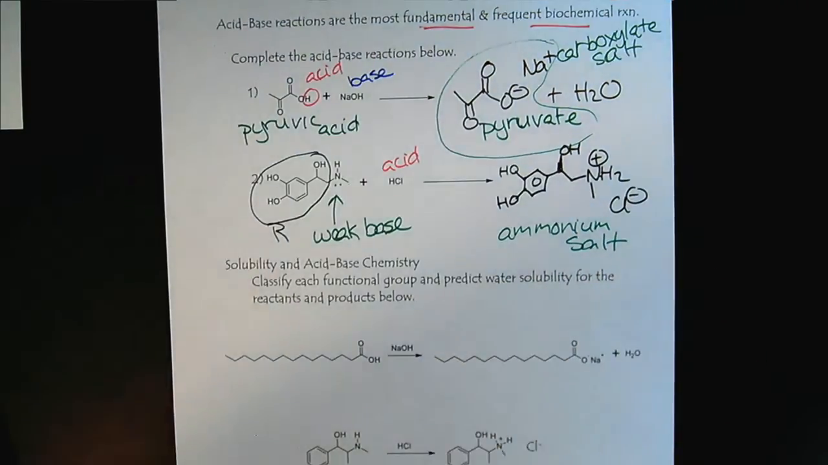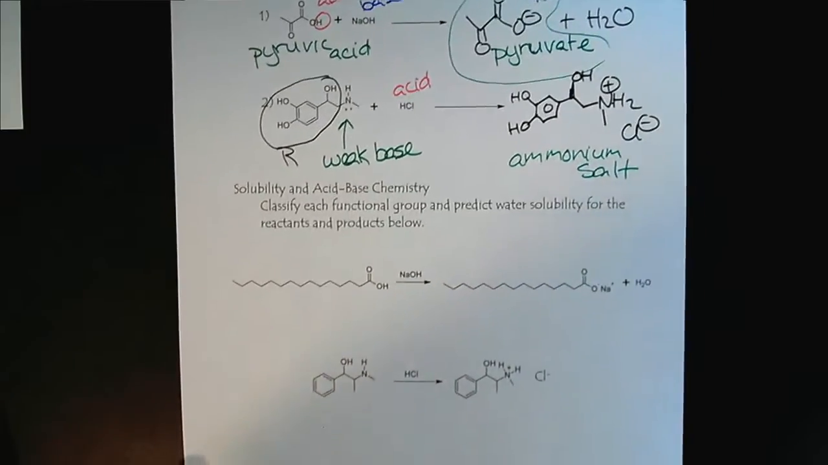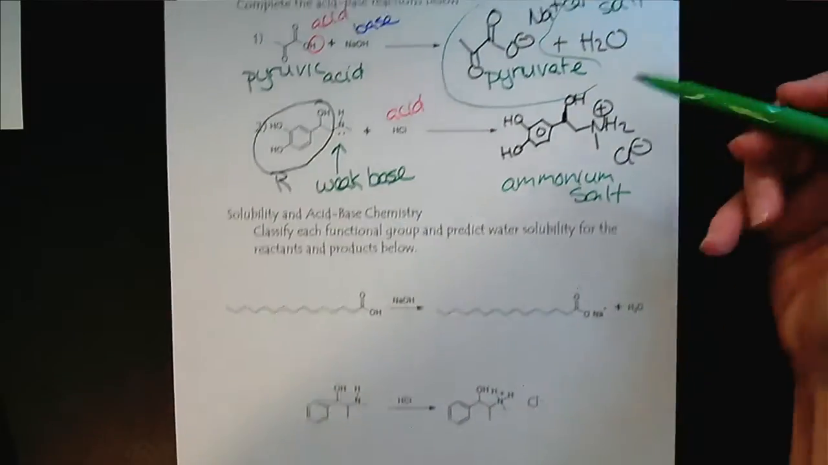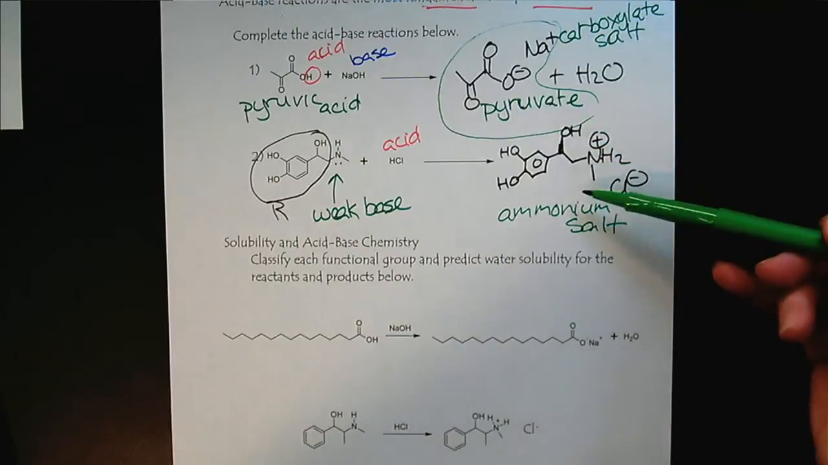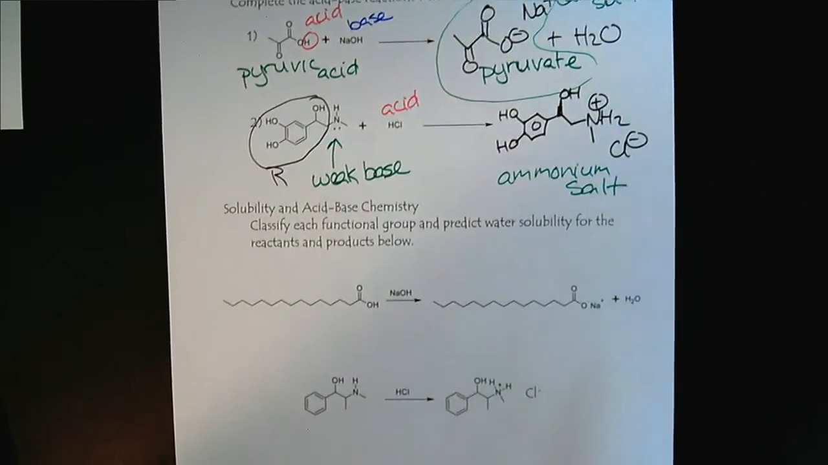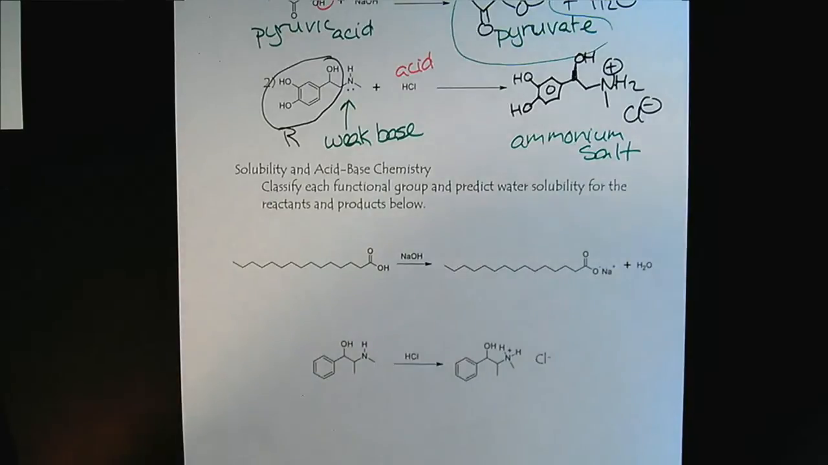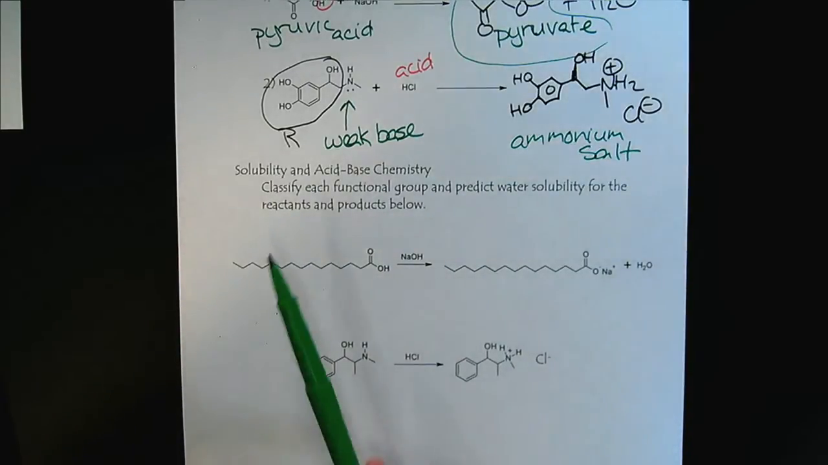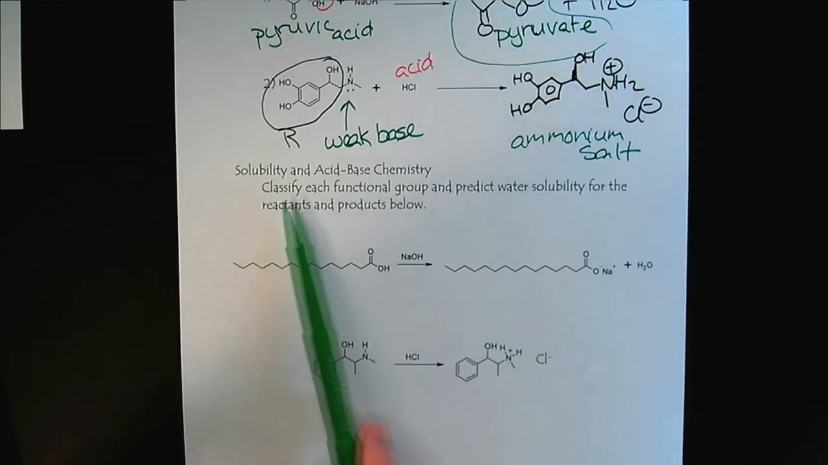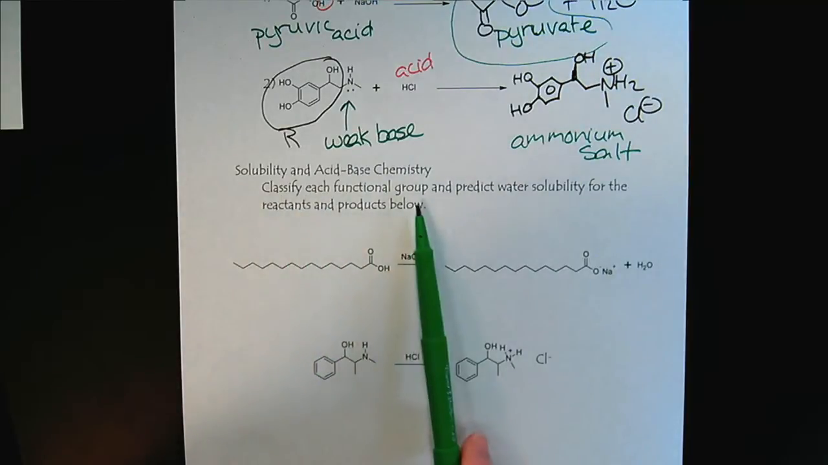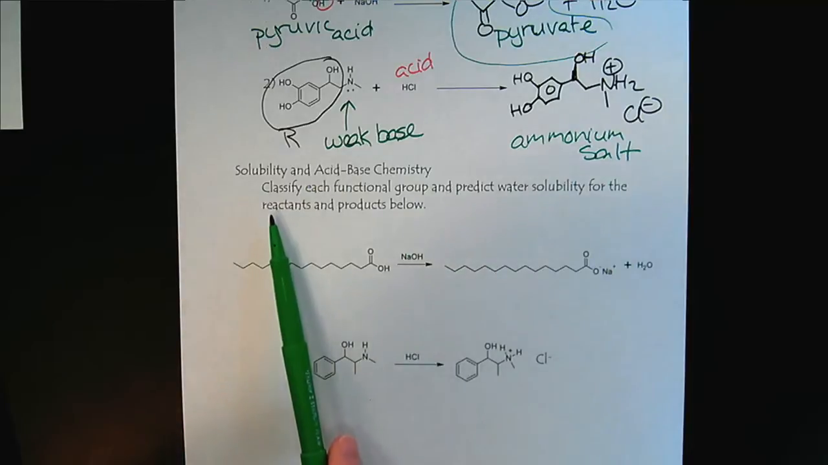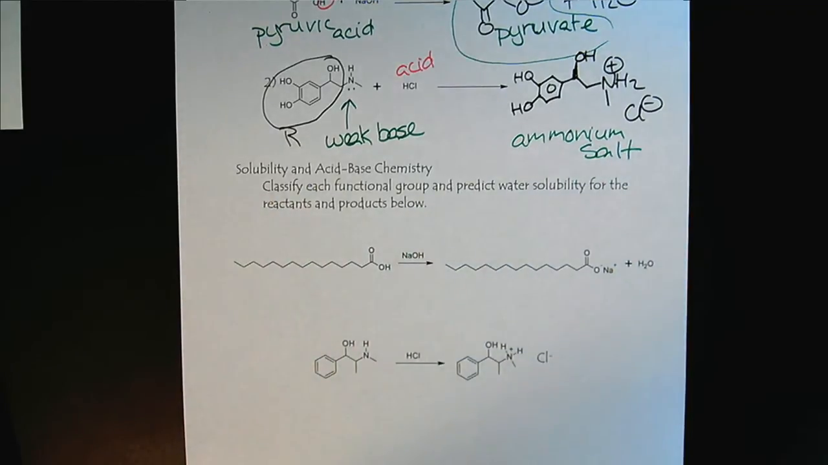Okay, so then remember the importance of the ionized form of the carboxylate and the ammonium salt, right? That creates water solubility. So if we look at this, this next set of exercises, it's a good opportunity to practice classifying your functional groups and then predicting water solubility of the reactants and the products below.